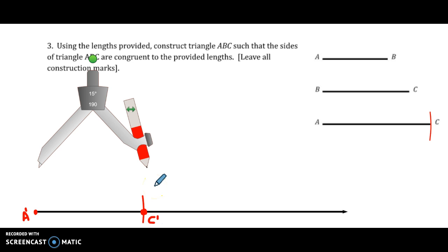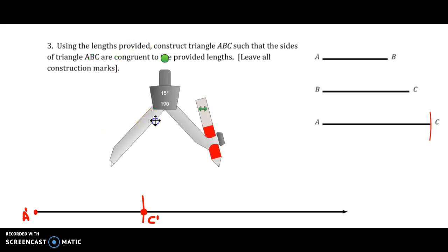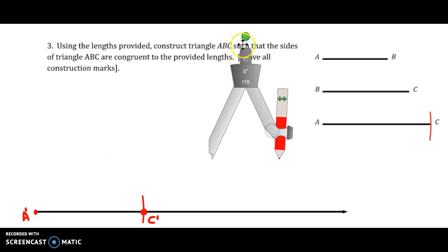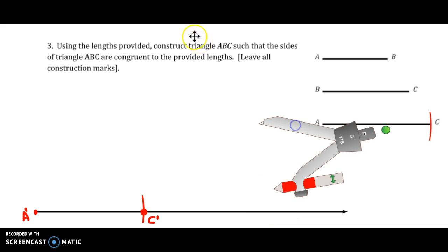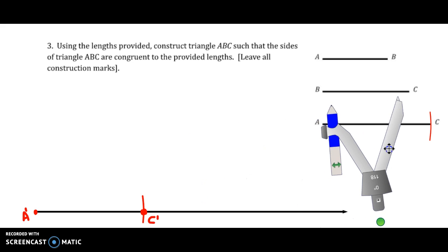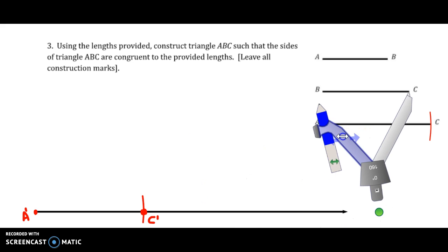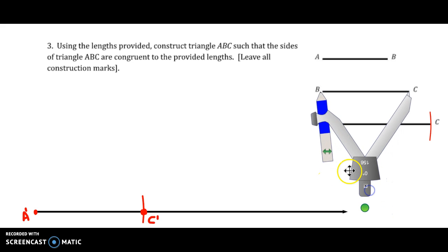They're not asking us to copy a triangle exactly. They didn't give us any angle measures here, so it is up to us to figure out or determine how to construct the remaining lengths. So what we will need to do is we will need to copy BC. So basically, we're going to make a circle or an arc, depending on what you prefer, that has a radius of BC.